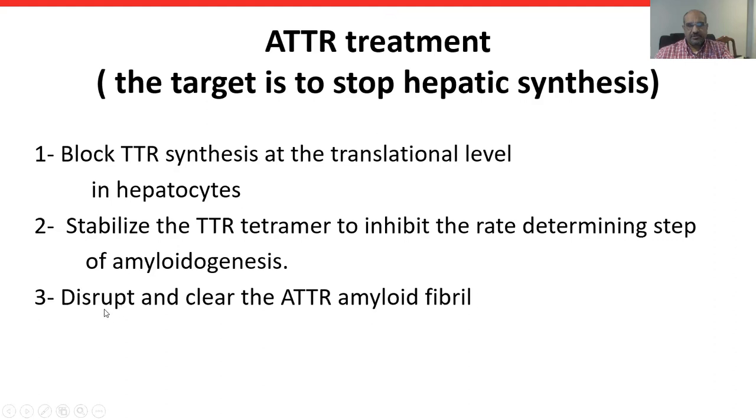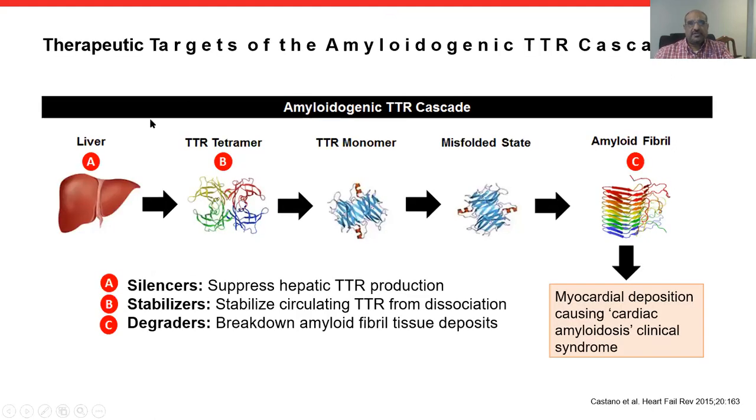The third step is to disrupt and clear the ATTR amyloid fibril, just to dissolve it. So these are the 3 steps: block the formation of the TTR, stabilize the TTR tetramer, and disrupt the fibril after its formation. So these are the steps, as I said before, in the liver. This is the tetramer. So to prevent the formation in the liver, to stabilize the tetramer, and to disrupt the amyloid fibril, these are the 3 steps.